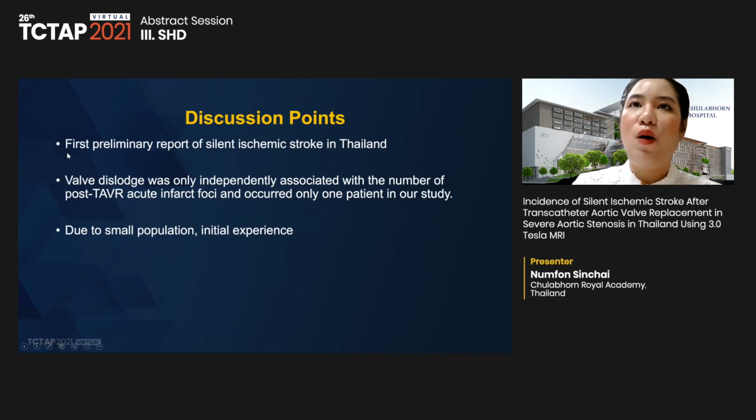The point I want to discuss is that this is the first preliminary report of silent ischemic stroke in Thailand. Valve dislodgement was the only independent association with the number of post-TAVI acute infarction foci, and it occurred in only one patient in our study. But I have limitations: a small sample size, and it's just an initial experience in our institute. So we need to collect further cases to find more predictors.